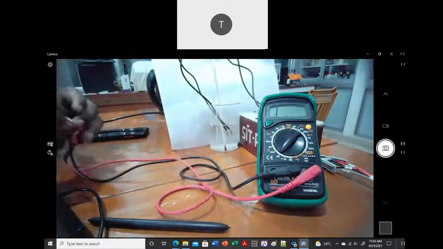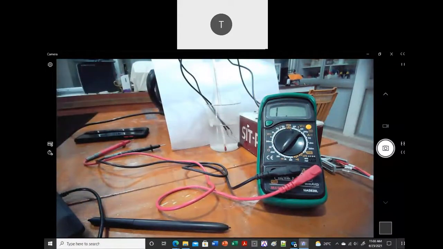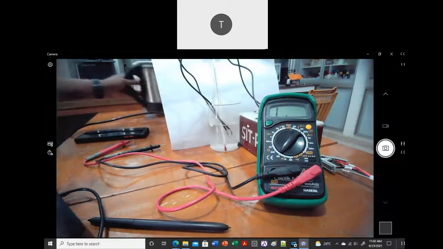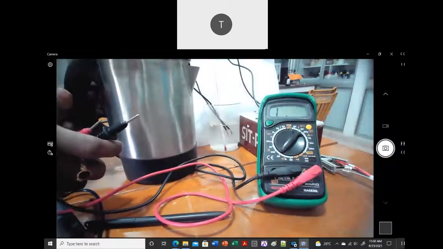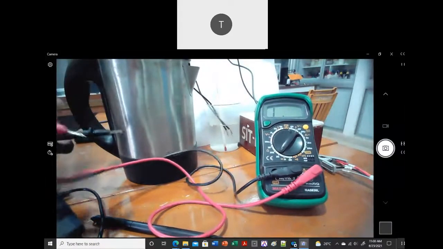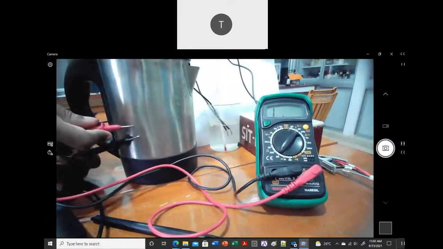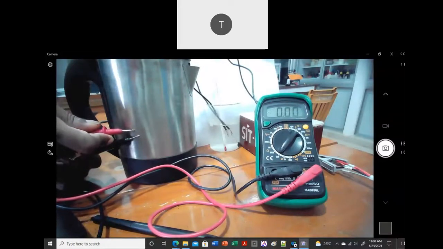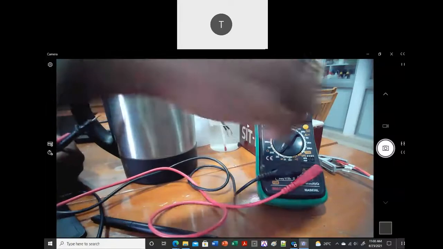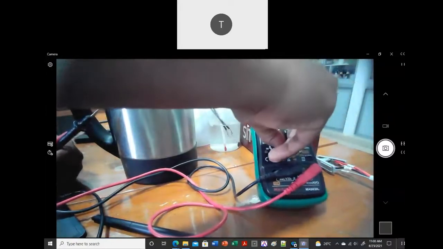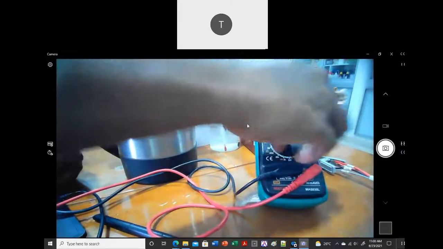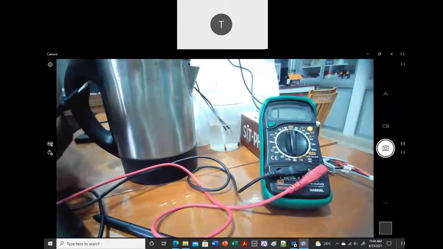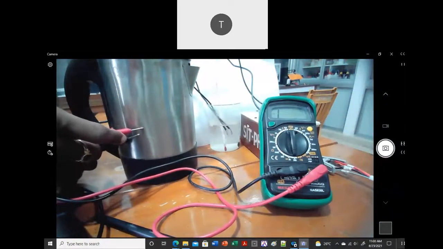Instead of this, if I use some metal, for example, I will just take this. This is a metal, and metal is normally a very good conductor. So once I keep these two probes, you can see that the resistance is coming to very low. Now you can see the resistance will be around 1 or 2.1 ohms, or 0.5 ohms.